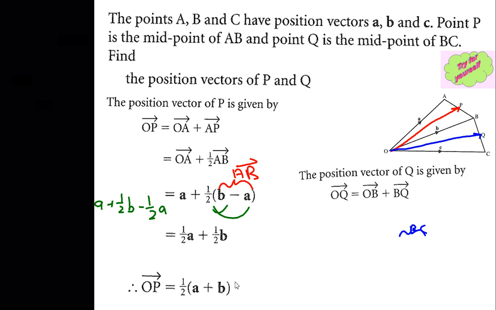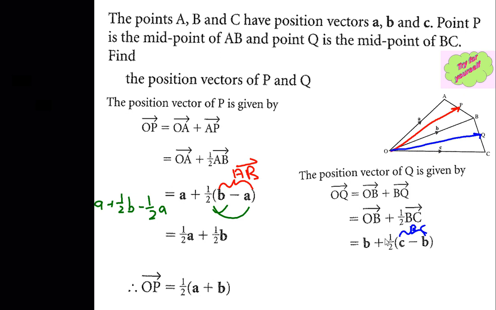Now we're going to do position vector of Q. Position vector of Q is very similar. It's like going from OB to BQ. And OB to BQ is the same as OB plus half BC. Make sure you put the little arrows above as well. And equals b plus half BC. Another way of writing BC is minus b plus c. Because BC is minus b plus c. So BQ must be half of minus b plus c.